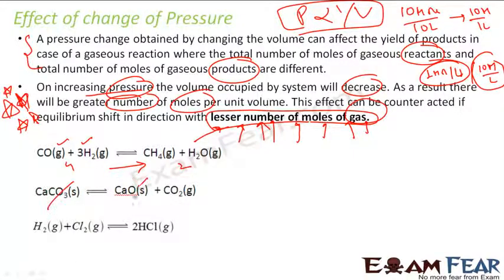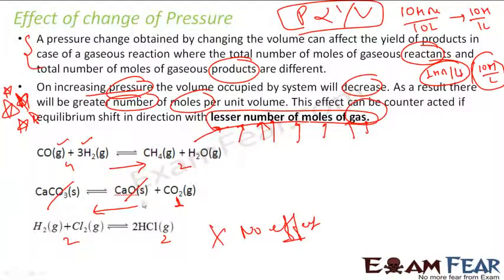Here, if there is a solid, you can ignore it. Here we have 1, here you have 0, so you have more here. Increase the pressure, and the system will go in this direction. Here we have 2 moles, here we have 2 moles. So increase the pressure, no effect. Very easy. Just count the number of moles of gas.